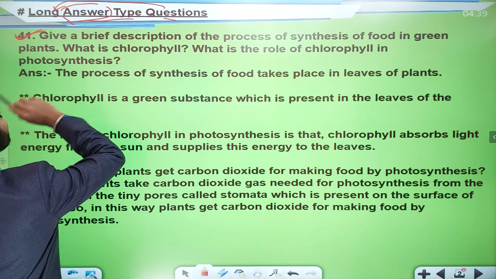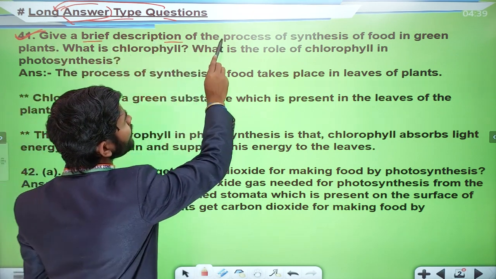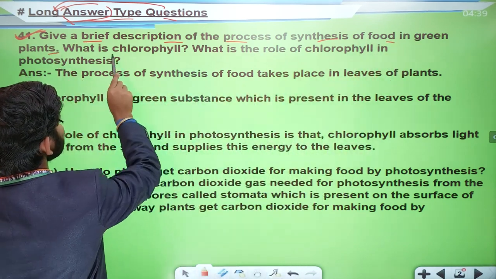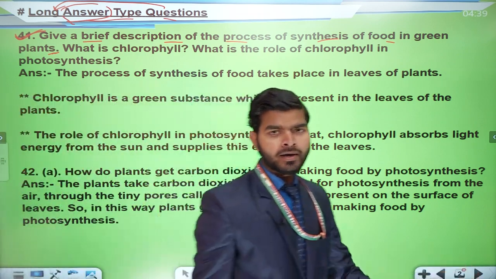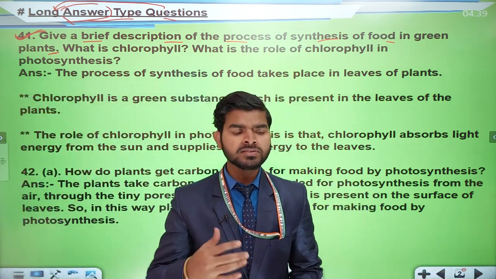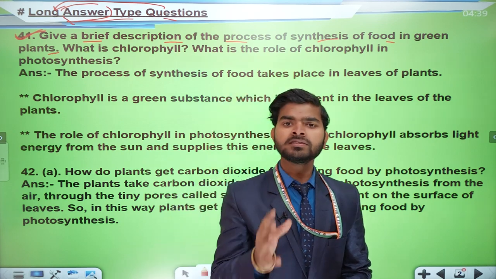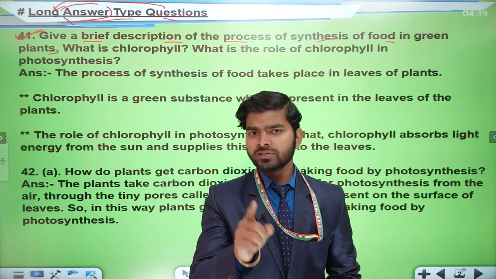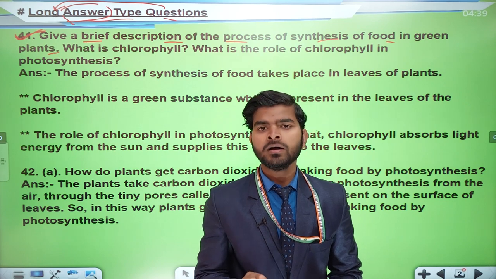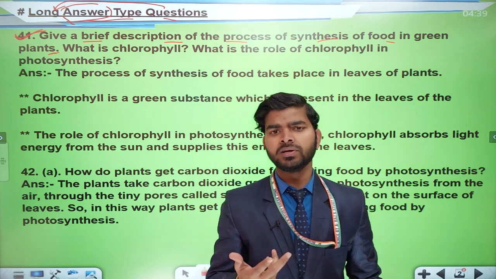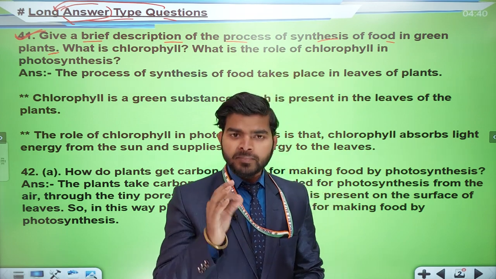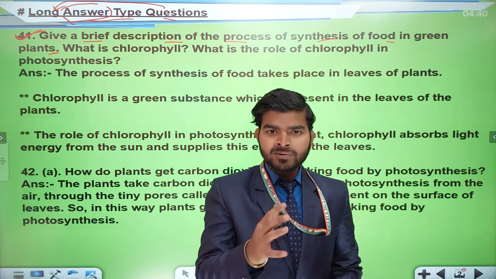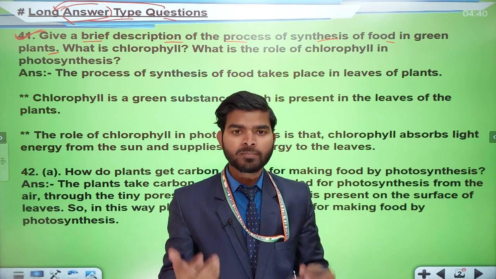Here the question arises: give a brief description of the process of synthesis of food in green plants. You have some ideas where the synthesis of food takes place. I have told you the synthesis of food takes place in the leaves of the plants. That means the food making process takes place in the leaves of the plants.